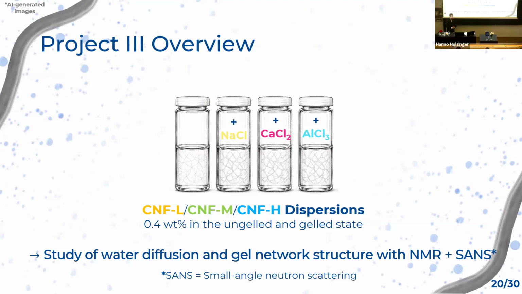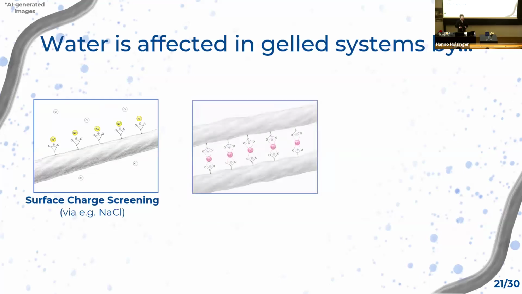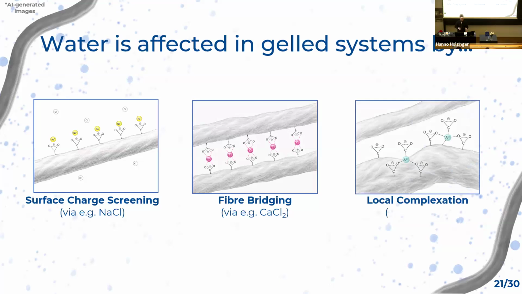Then we used NMR as the backbone of this whole thesis to measure the water diffusion and small angle neutron scattering, or short SANS, to probe the gel network structure. Now, depending on the type of cation introduced in these systems, the interactions with the cellulose nanofibers are a little different. So let me briefly list what kind of effects we see in these systems.